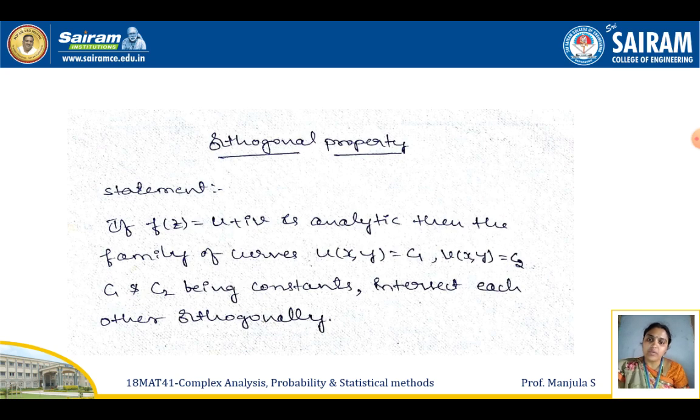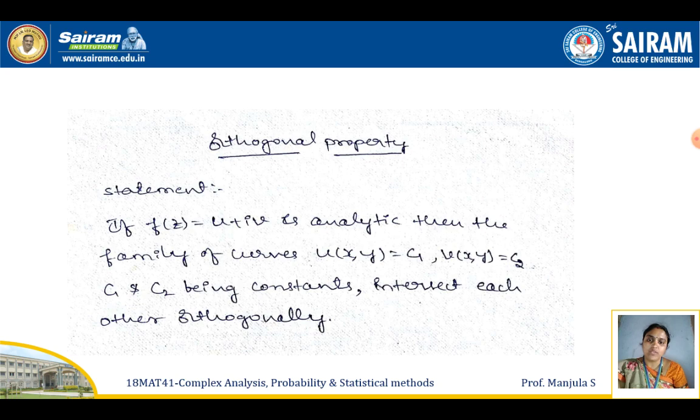The statement will be like this: if f of z equals u plus iv is analytic, then the family of curves u of x comma y equals c1 and v of x comma y equals c2, where c1 and c2 represent constants and u and v represent the family of curves, intersect each other orthogonally. That only we have to prove now.